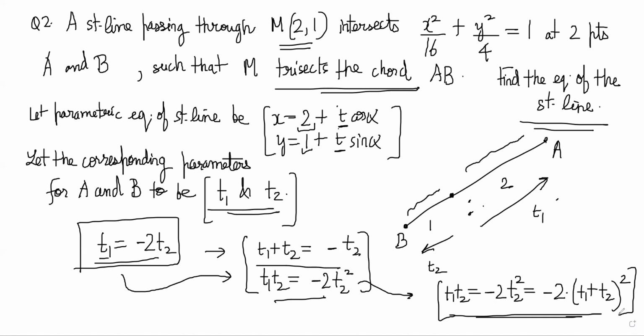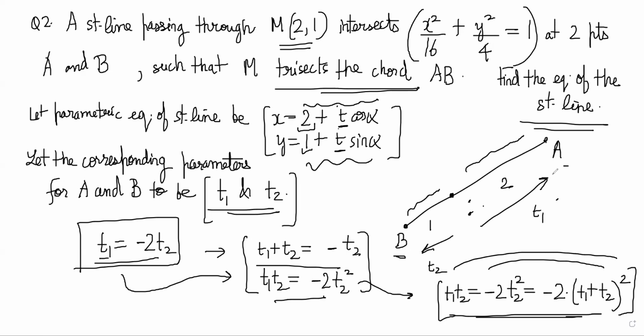Now we know that A and B are points on the curve, on the ellipse, right? So the straight line will intersect the ellipse, and we can put the general parametric point in the ellipse equation. So let's do that, and we'll keep in mind this result that we have got. This result is satisfied for points A and B.